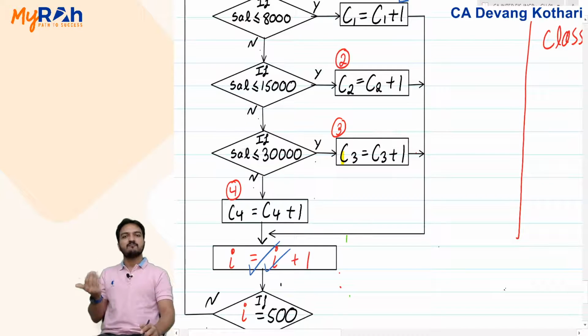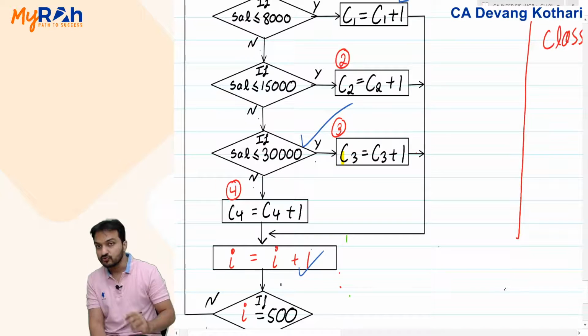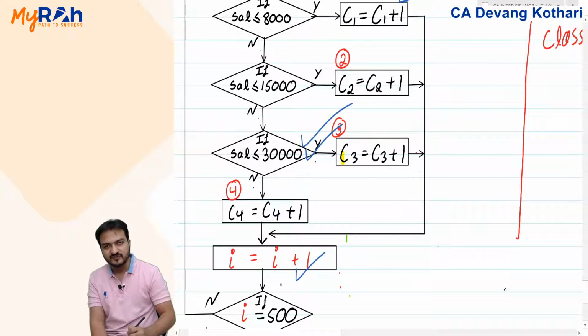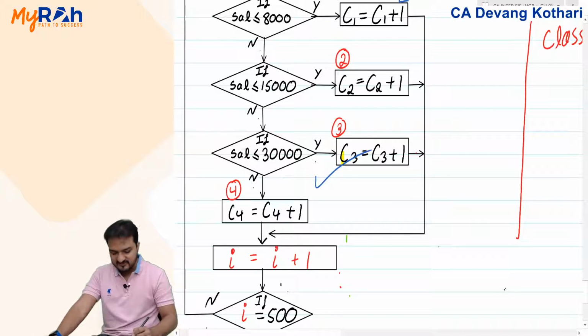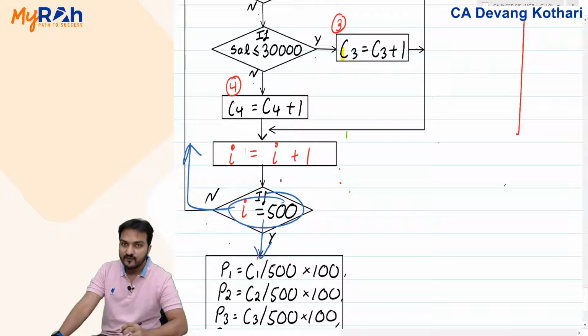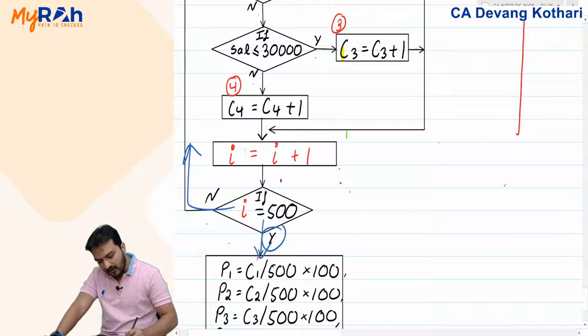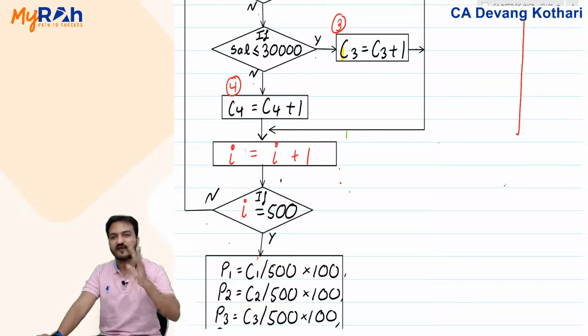When the first employee is classified here, then I becomes 1. Then when the second employee is classified, I becomes 2. Third employee classified, I becomes 3. Accordingly, after 500 employees are classified, I will become 500. And this is where, when I becomes 500, I will not go back into the loop. I will go further. Further, where will I go? Well, now at this juncture, when I reach this yes direction here, I have already classified all 500 salaries.